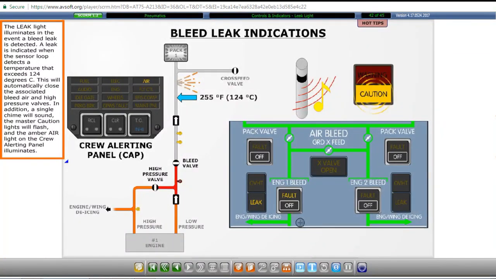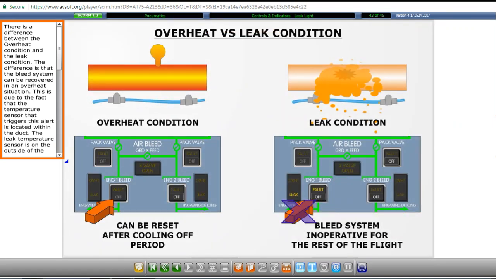The leak light illuminates in the event a bleed leak is detected. A leak is indicated when the sensor loop detects a temperature that exceeds 124 degrees Celsius. This will automatically close the associated bleed air valve. In addition, a single chime will sound, the master caution lights will flash, and the amber air light on the crew alerting panel illuminates. There is a difference between the overheat condition and the leak condition.